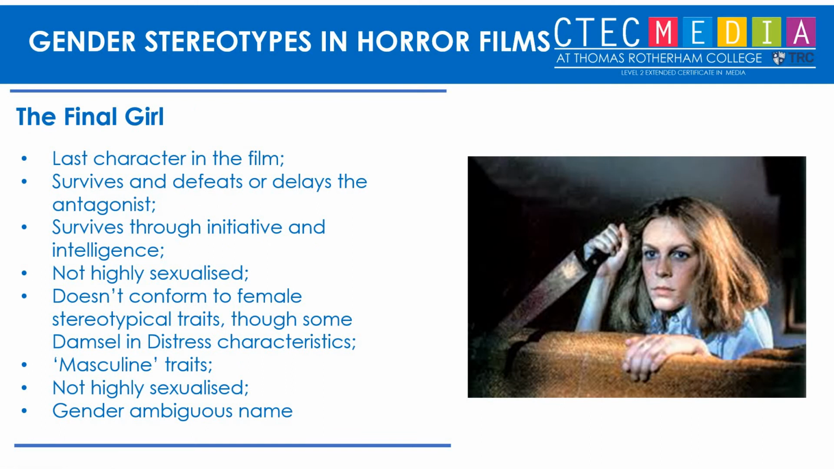Now, this final girl is meant to usually be some sort of polar opposite to the damsel in distress. The final girl is a character who's the last one to survive in the film. She's usually the one who defeats the antagonist, or at least delays him, because obviously then you get a million sequels. She survives through initiative and intelligence, so she's clever, cleverer than the antagonist. Now, this is the important thing: she is not highly sexualized, and she doesn't conform to female stereotypical traits.